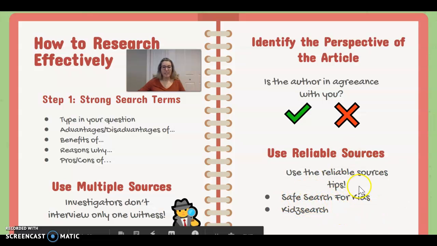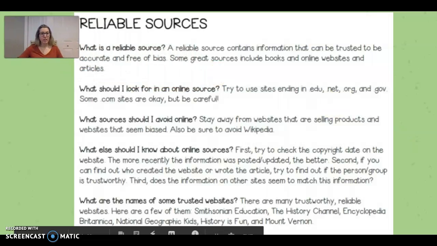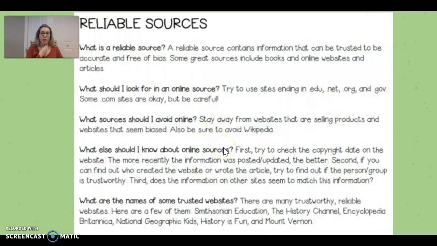Now I will be attaching the safe search tips, and I will be including these two search engines that you've used in the past, Safe Search for Kids and Kids Search. Those are both safe search engines for you to use. But you will still need to be making sure that you're checking whether or not your sources are reliable.